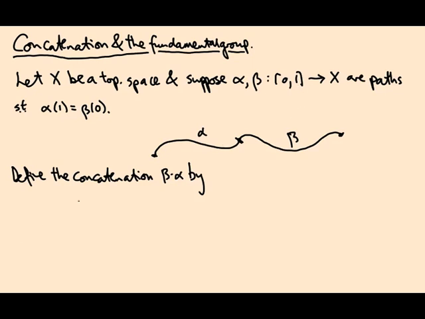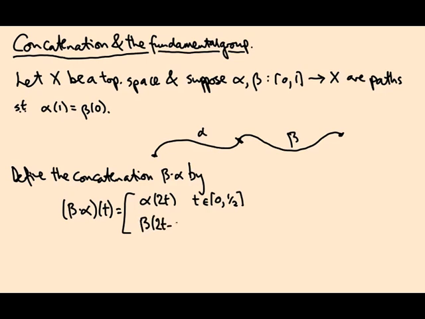And that means we have the slightly cumbersome definition that beta concatenated with alpha at time t is alpha of 2t if t is between 0 and a half. In other words, you do alpha at double speed. And then at time half, beta takes over. And then you have to use 2t minus 1.